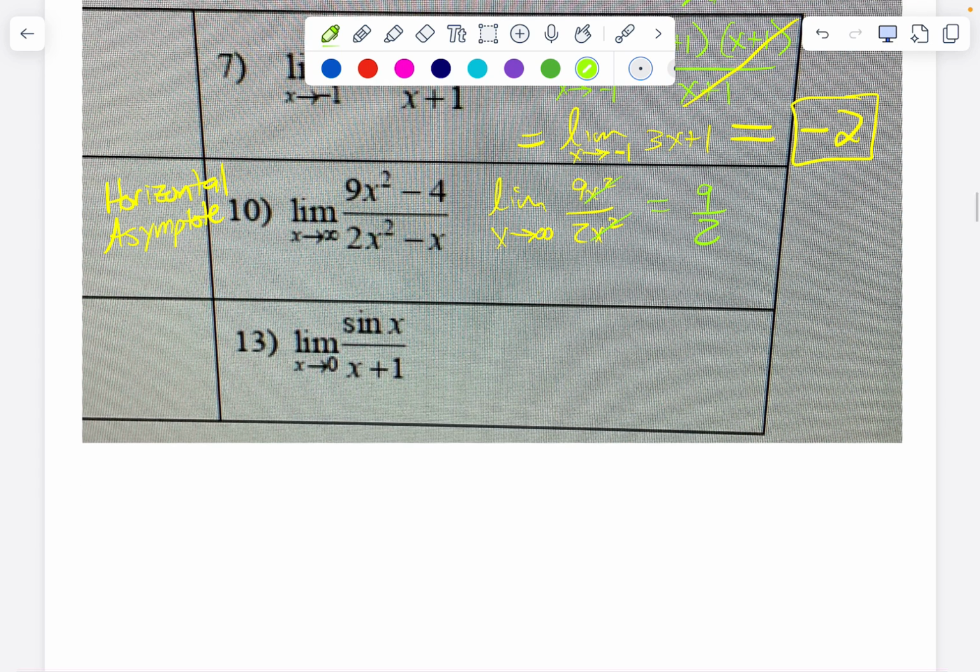How about this next one? Same, I got that. This one is not indeterminate, so we don't need to worry, right? Just plug that right there. And what do I write after the equals? Do I put limit as x approaches 0 again? Why? I plugged it in, right? So this is now sine of 0 over 0 plus 1, which is 0 over 1, which is 0.